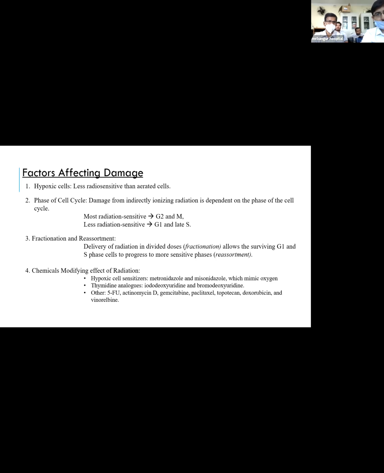Secondly, the phase of the cell cycle. Direct damage from indirectly ionizing radiation is dependent on the phase of the cell cycle. The G2 and the M phase are most radiosensitive, whereas the G1 and the late S phase are less radiosensitive. Then we come to fractionation and reassortment. Delivery of radiation in divided doses is known as fractionation, and this allows the surviving G1 and S phase cells to progress to the more sensitive phases, which is known as reassortment. Fractionation has certain advantages and disadvantages, which we will look at a little ahead.